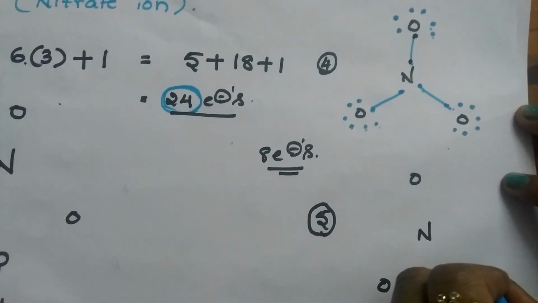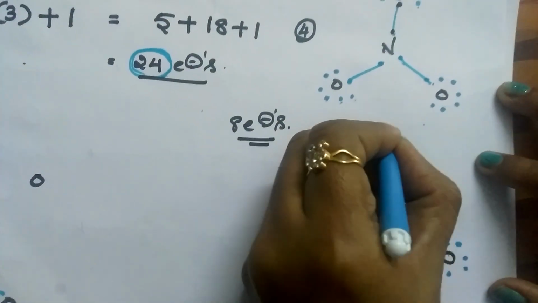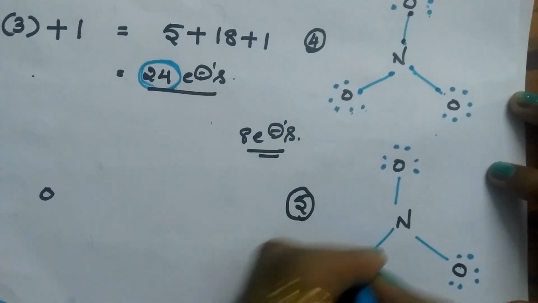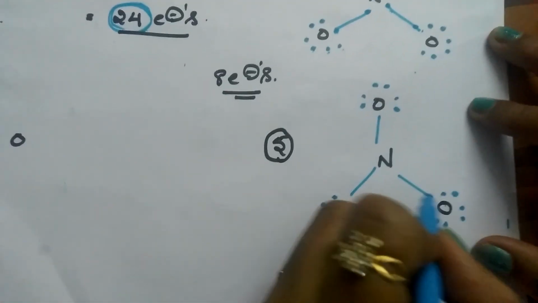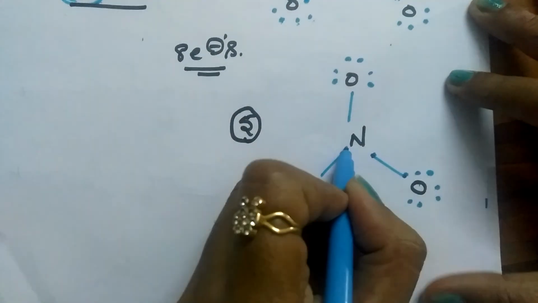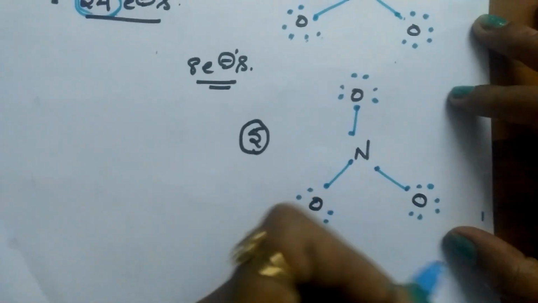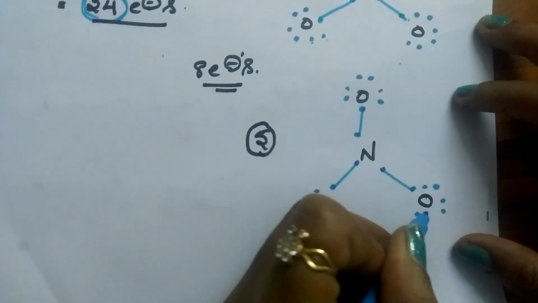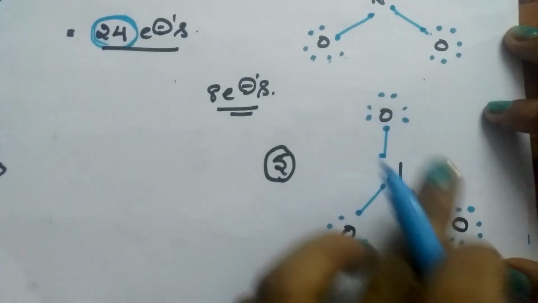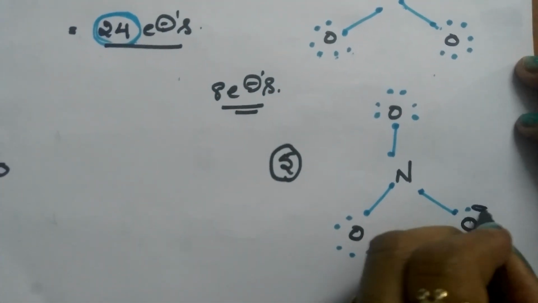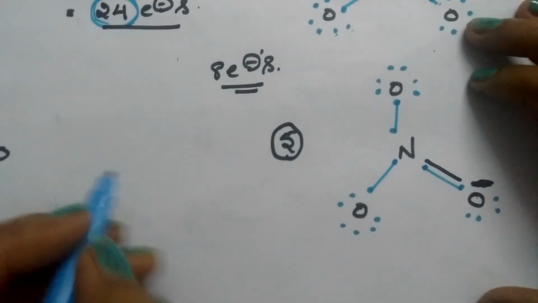Step number 5, complete the octet for the central atom also. Now count the central atom electrons. 1, 2, 3, 4, 5, 6. Only 6 electrons are there. It requires 2 more electrons to fulfill the octet. So move any 2 electrons from any oxygen, whether this or this, and draw those 2 electrons here. This is the final step.